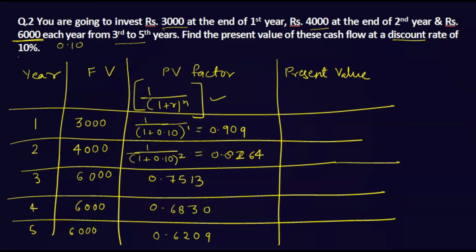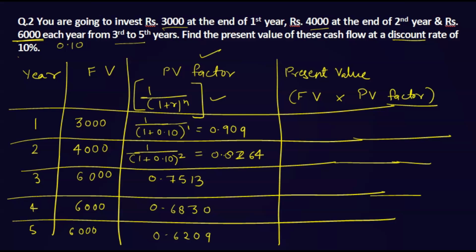And for finding present value, now here we'll use the second formula, which was PV equals future value multiplied by PV factor. And the PV factor is already calculated, so we just have to multiply it. The PV factor is the third column, and future value is the second column. So we have to multiply these two columns and write it here.